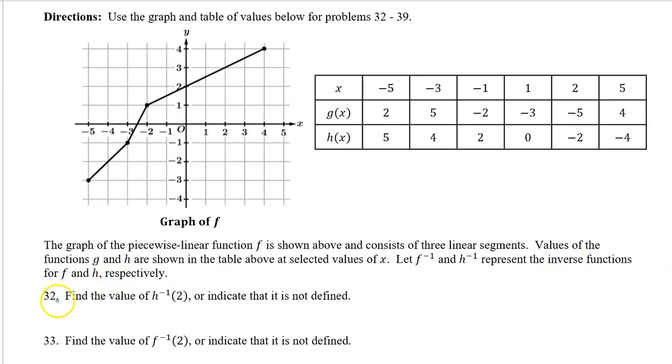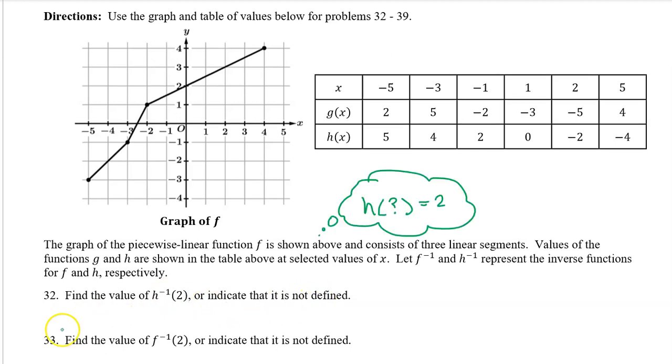Let f inverse and h inverse represent the inverse of functions f and h. Number 32. Find the value of h inverse at 2, or indicate that it is not defined. Since we don't have a table or a graph for h inverse, we have to come at it indirectly. You should think to yourself, h at what is equal to 2? Let's see. H at -1 is 2. So that's the value of h inverse.